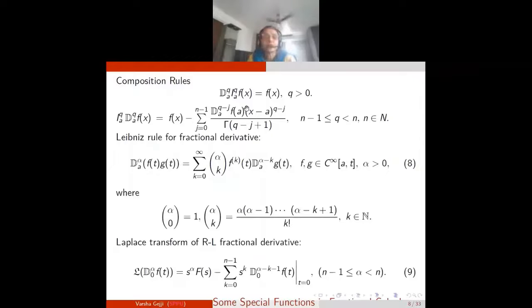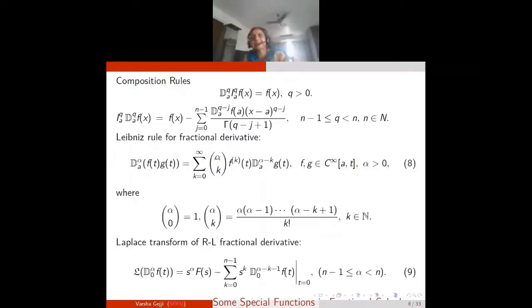Even in the nth order derivative, you will have such a polynomial coming there. So this is a very natural generalization in tune with ordinary calculus. Now comes the Leibniz rule. In the Leibniz rule, you can see the infinities come here.